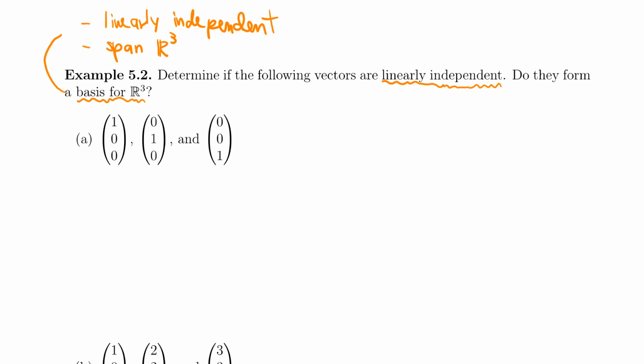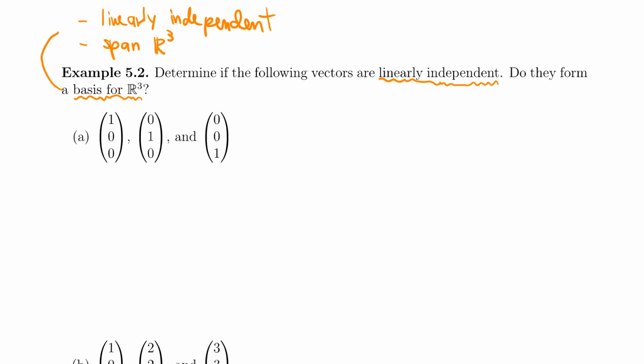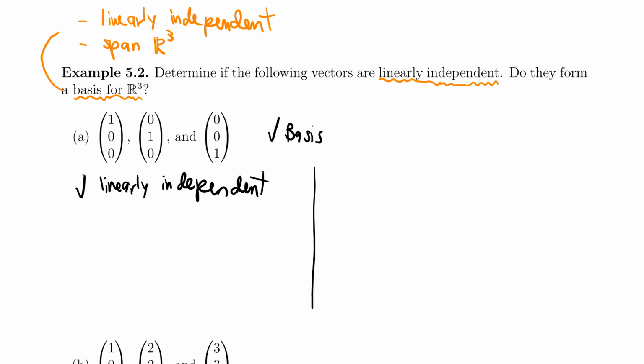Okay, so let's go ahead and take a look. The first one I have is 1, 0, 0, 0, 1, 0, and 0, 0, 1. So we actually knew already that these guys are the basis for R cubed. So we kind of knew immediately that they are linearly independent, and they also have to span R cubed. But let's just say we don't know these facts beforehand. How would I go about checking this?